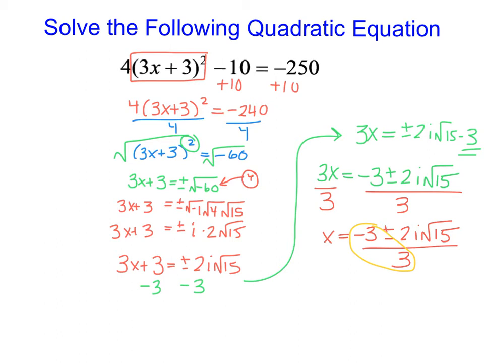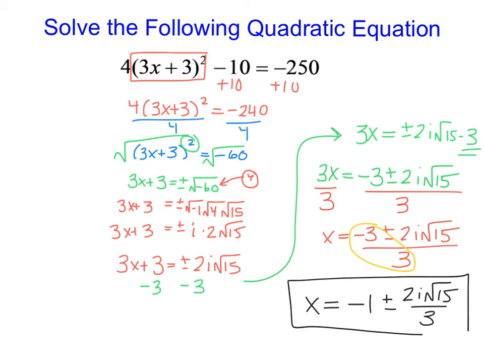So we can actually rewrite this final answer to be x equals negative 1, then it will be plus or minus 2i times the square root of 15 over 3. So this is the most simplified answer that you could find. If you left it like this, I would understand and that would be fine. But if you really want to get good at your simplifying, this is the most accepted complex answer.